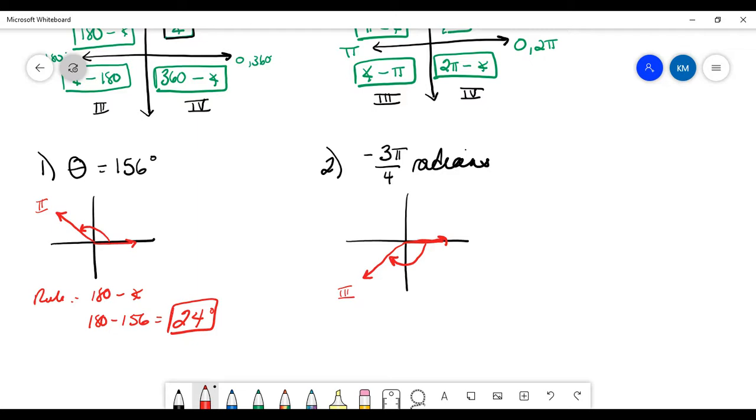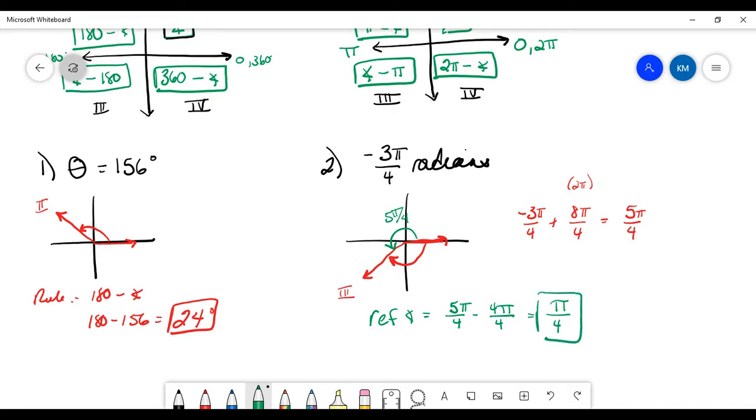But that's not going to work here since we have a negative angle. So because it's negative, we do have to first convert this to what the coterminal angle would be in quadrant 3. So we take negative 3 pi over 4, and we are going to add 8 pi over 4, right? This is equivalent to 2 pi. And we end up with 5 pi over 4. So this angle here is 5 pi over 4. So our reference angle, now we can take our angle 5 pi over 4 and subtract pi. Well, what is pi in fourths? 4 pi over 4, which gives us a reference angle of pi over 4.